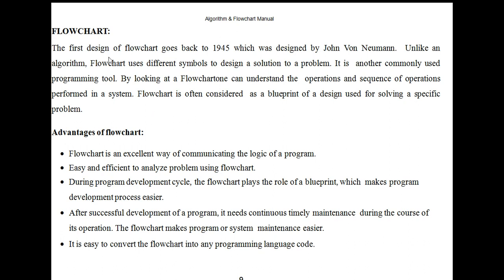The first design of flowchart goes back to 1945, which was designed by John von Neumann. So the very first flowchart was designed by John von Neumann. Unlike an algorithm, flowchart uses different symbols to design a solution to a problem. So an algorithm will be written in a sequential manner, using simple English language statements. But flowcharts use different symbols to design a solution to a problem. So it uses basically symbols. That's why it is called flowchart, and also it has some flow from one statement to the other statement.